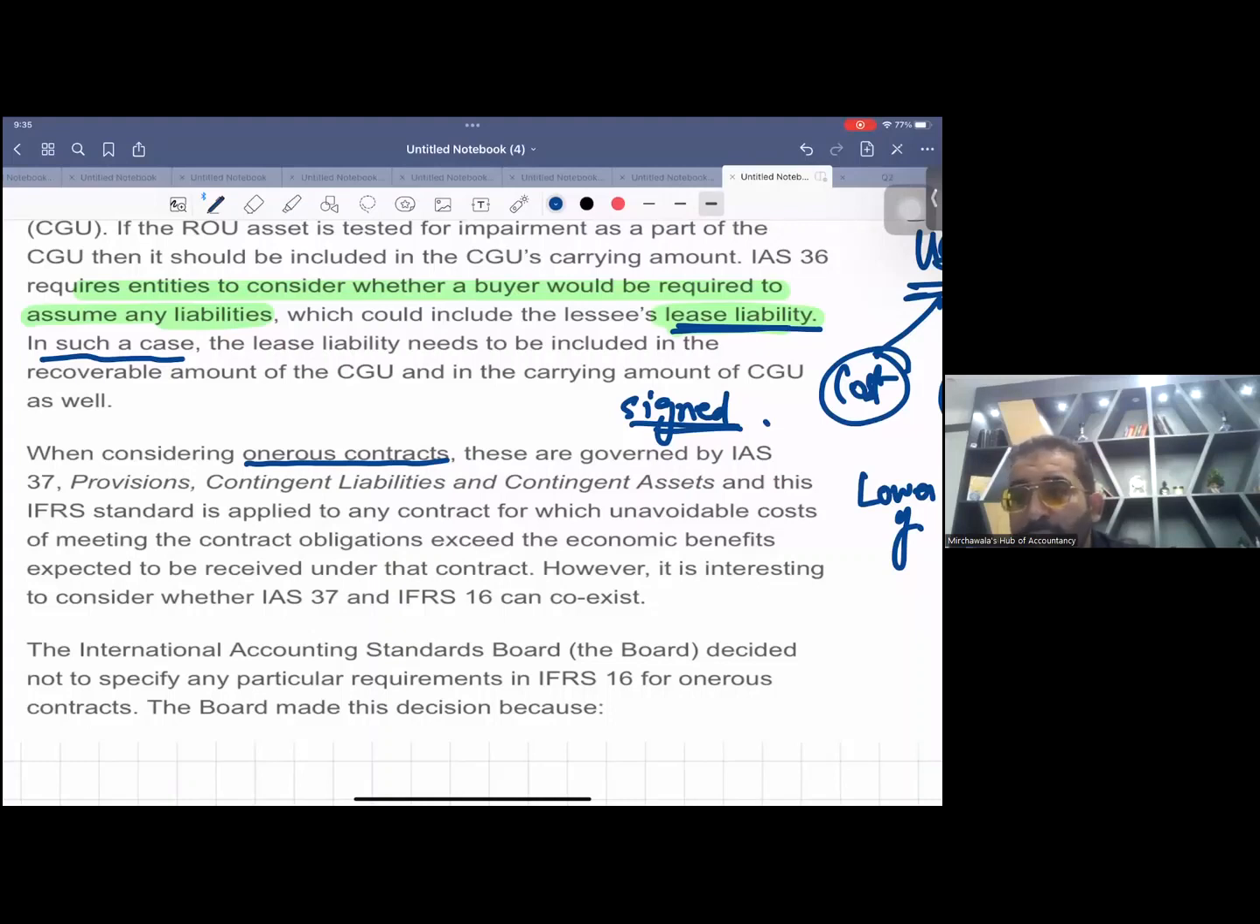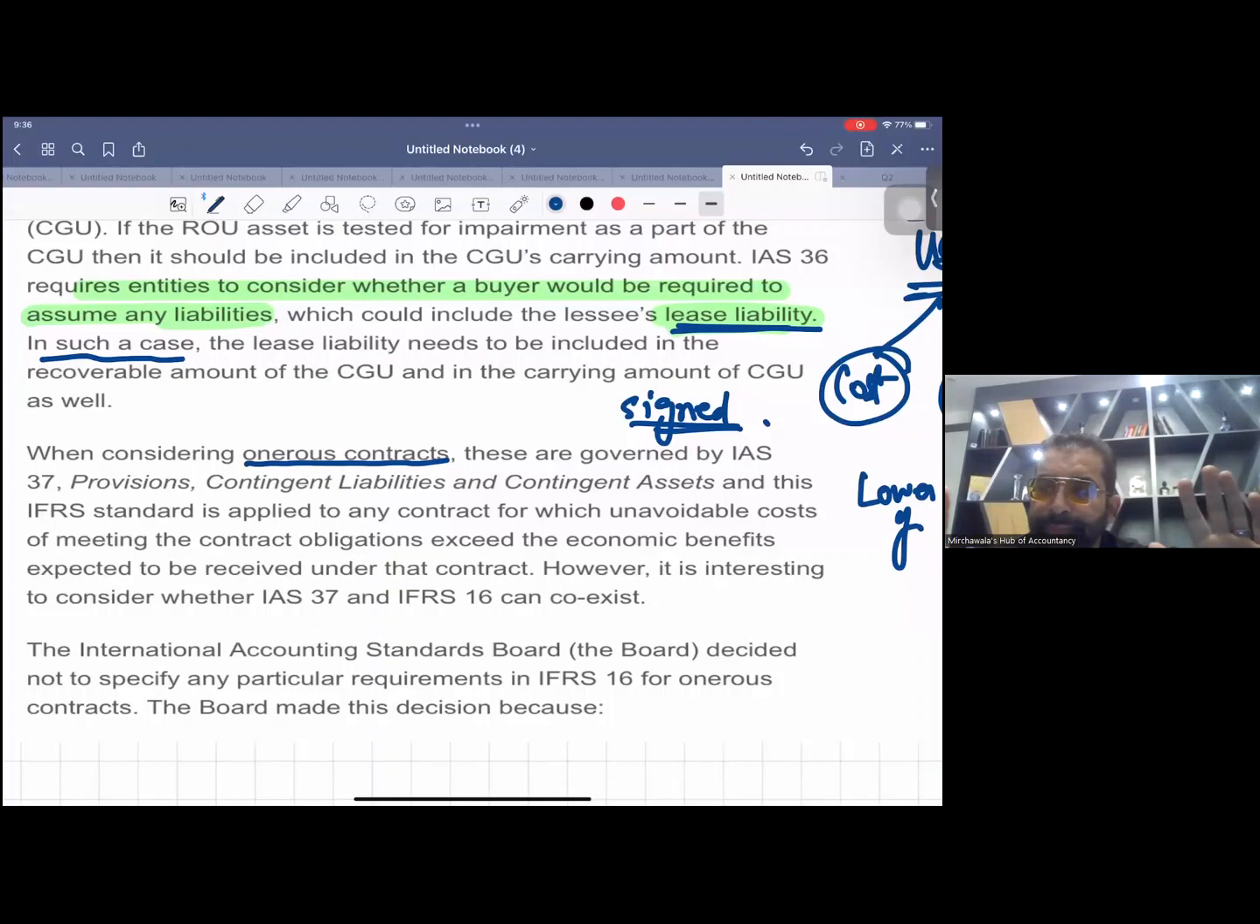Do you guys remember onerous contract? Please write on the chat box. You remember this or not? You are chartered accountants now. Okay. Thank you.